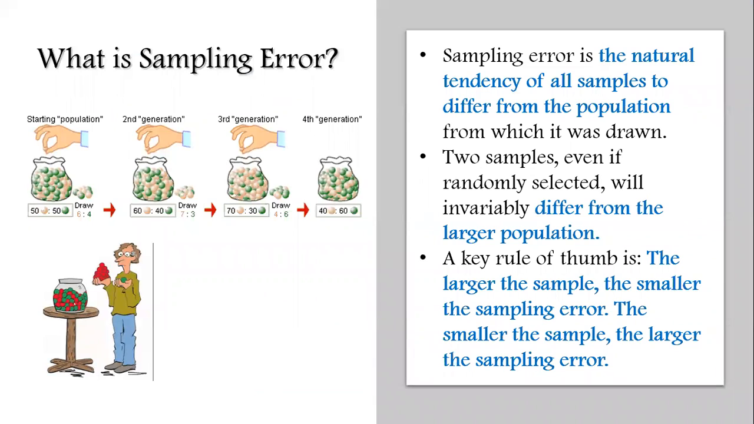Now let's discuss sampling error. Sampling error is the natural tendency of all samples to differ from the population from which it was drawn. Two samples, even if randomly selected, will invariably differ from the larger population. A key rule of thumb is the larger the sample, the smaller the sampling error. And the smaller the sample, the larger the sampling error.